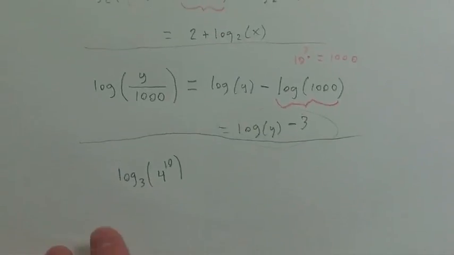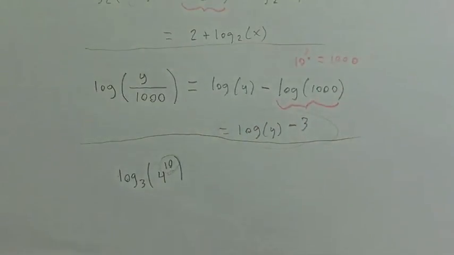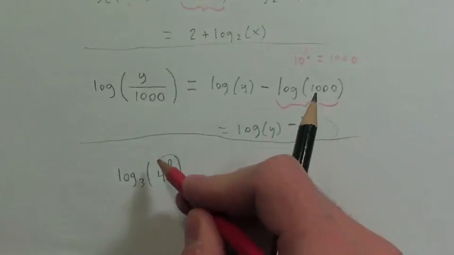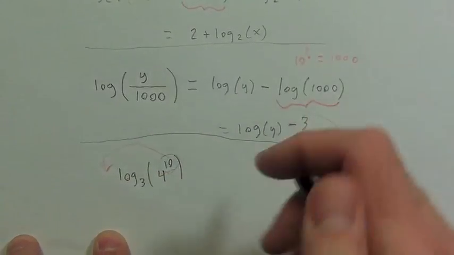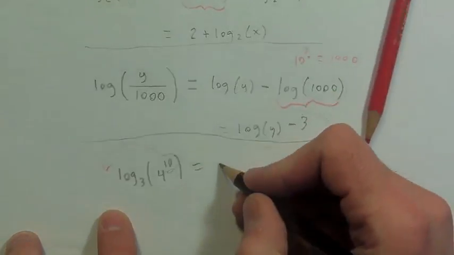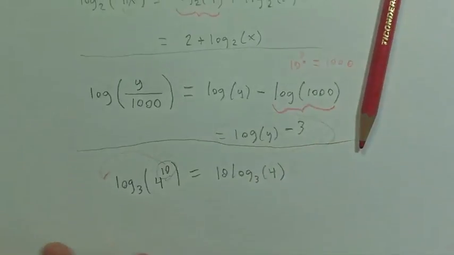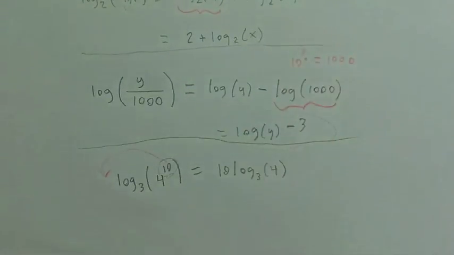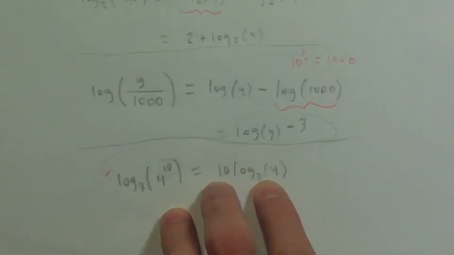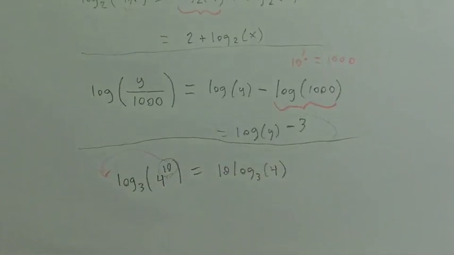Let's say I have log base 3 of 4 raised to the 10th. With the power, if I have something to a power inside here, I can move that outside as multiplication and get 10 times log base 3 of 4, and rewrite it using multiplication. And that's basically that. I can't really break this down any further, unfortunately, but there we go. We used the power rule.